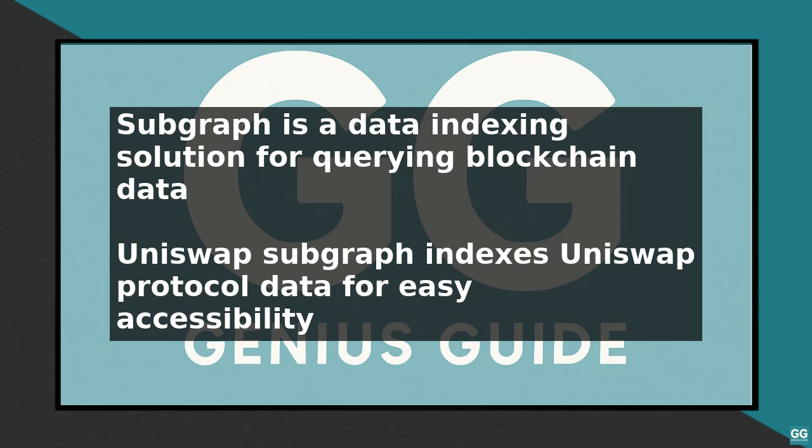Using the Uniswap Subgraph offers several benefits, including improved data accessibility, reduced costs, and increased scalability. By indexing Uniswap protocol data, the subgraph provides a single source of truth for data, making it easier for developers to build applications and for users to access data. Additionally, the subgraph reduces the need for manual blockchain scanning, which can be time-consuming and costly.